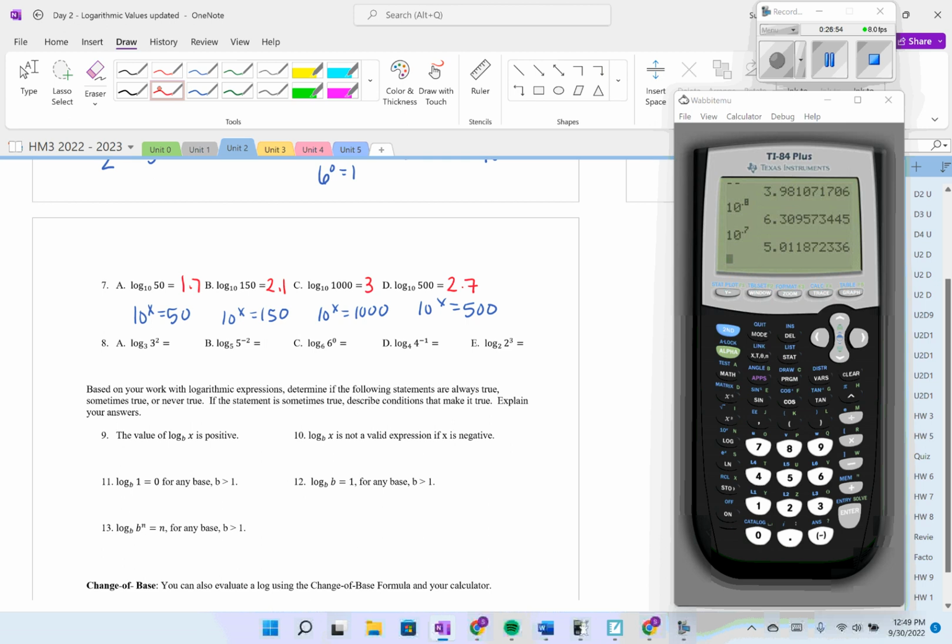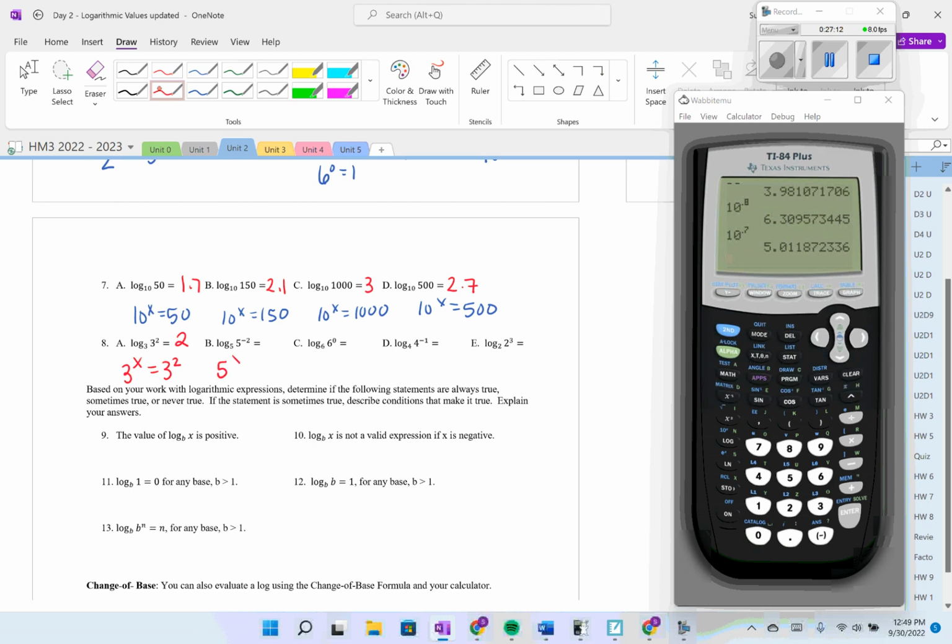Looking at question number 8, now notice we have the log base 3 of 3 to the second power. So this is saying 3 to what power equals 3 squared. Remember when we solved something with the same base, we said we set the exponents equal. So that means that x has to be equal to 2.